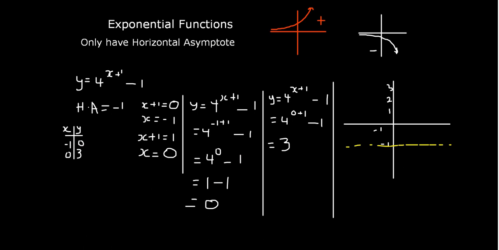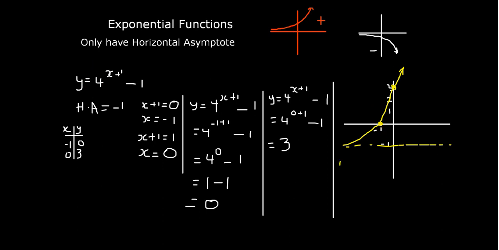So here, where x is negative 1, y is 0. Then where x is 0, y will be 3. That's the point, y equals 3. Then the graph will go like this. That's how our graph will go. This is a positive graph, as you can see, because it's positive here.